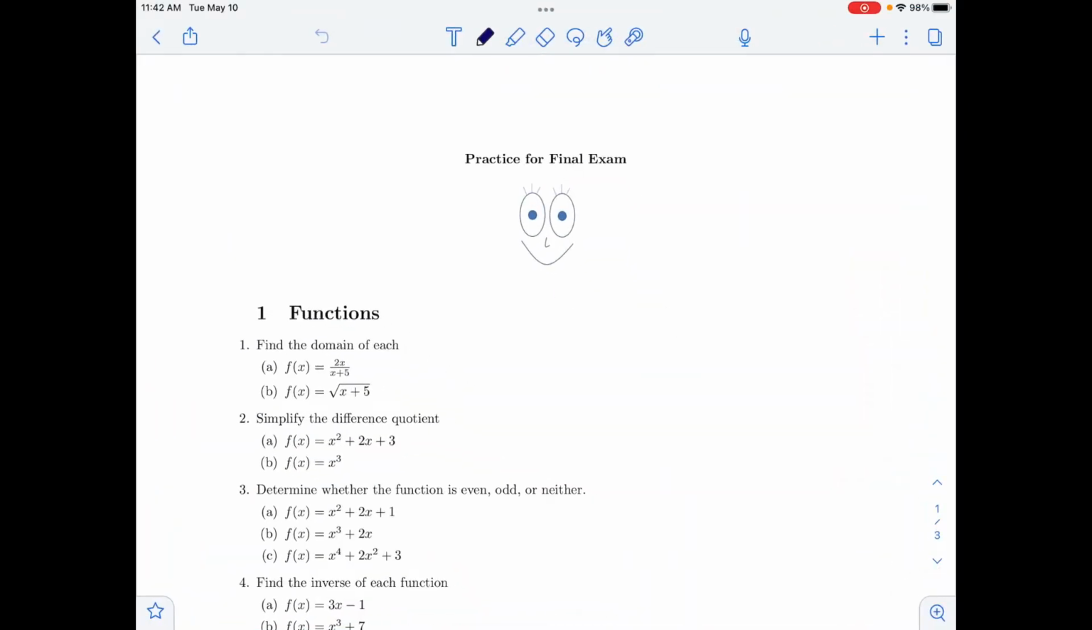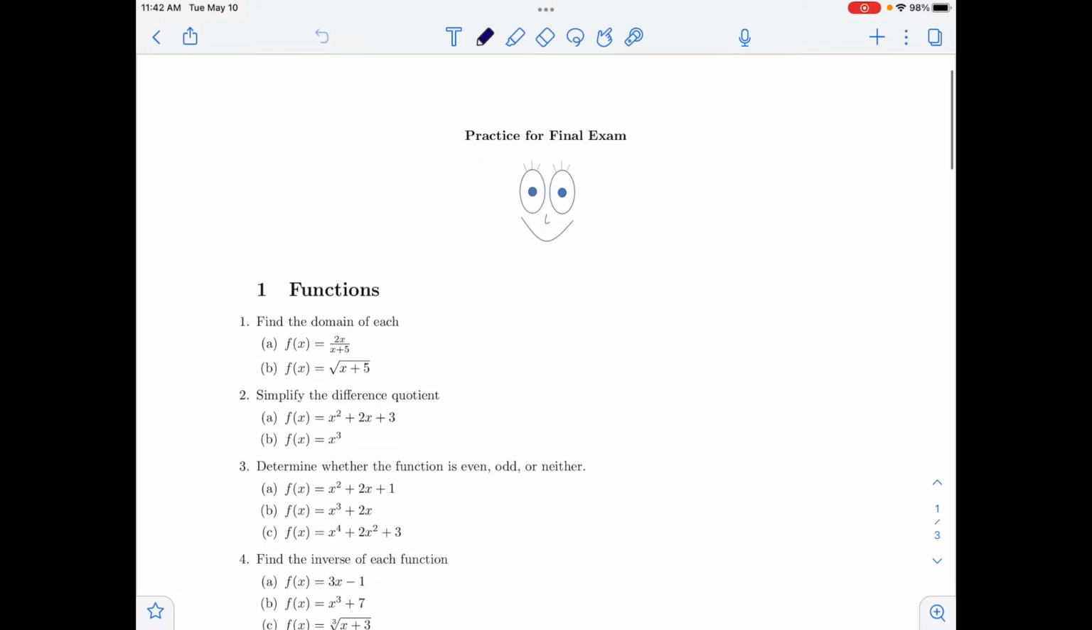Okay, I want to go through this part of the final review that involves college algebra. So I'm just going to go through this packet with you and look at each one of these types of problems. First of all, under the heading of functions, we want to be able to find the domain of functions.